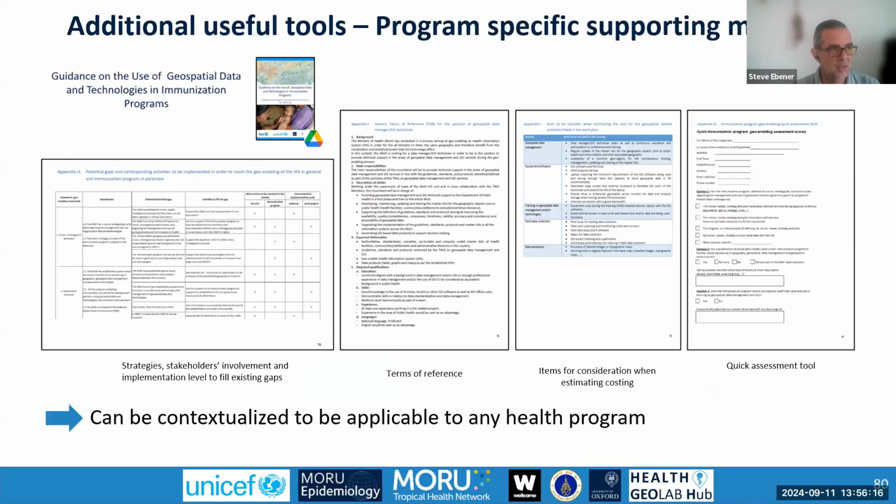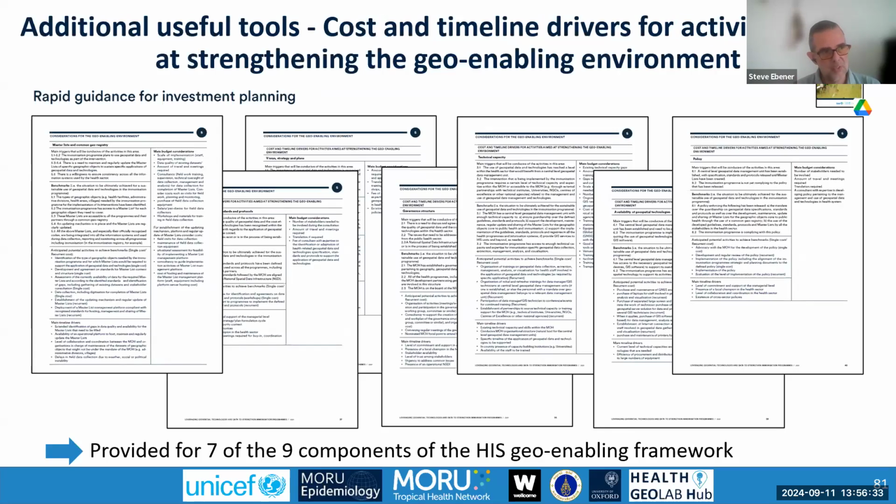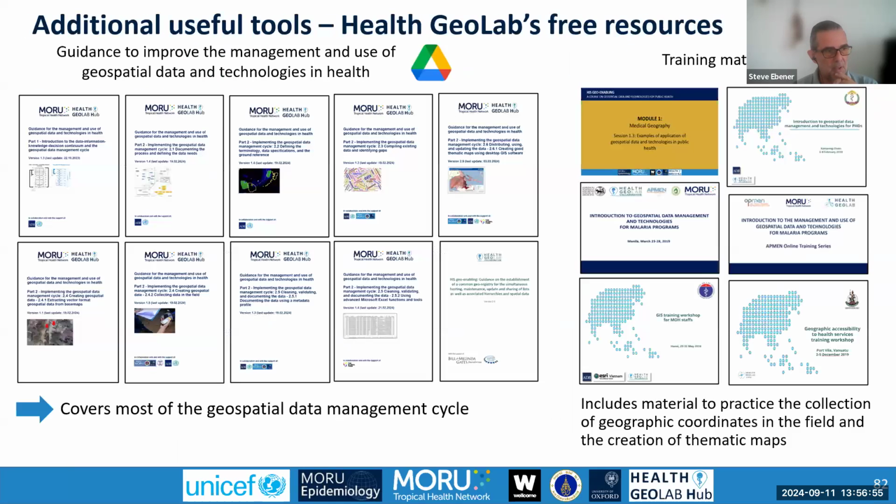Also, there is additional material that you find in the UNICEF guidance on the use of geospatial data and technologies, again for immunization programs, but it can be contextualized and applicable to any other health program. And you find resources in terms of the budget, which I mentioned earlier, from the rapid guidance for investment planning from the Gavi document, which covers 7 of the 9 components of the HIS Geo-enabling framework. So again, these are examples of the usefulness of these different documents to help you with geo-enablement in countries.